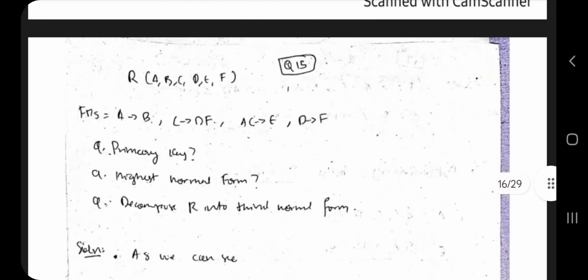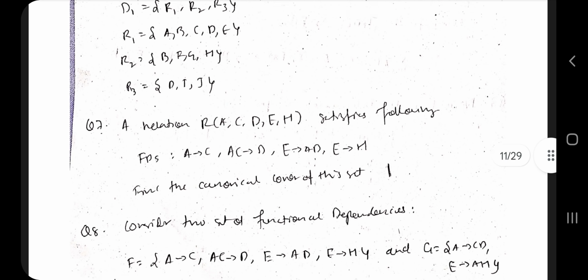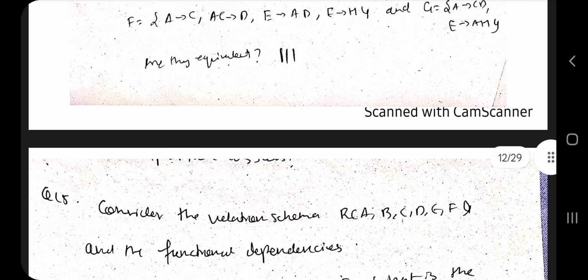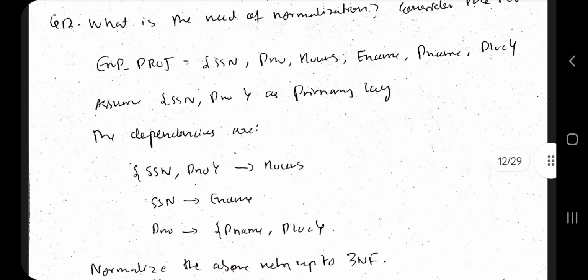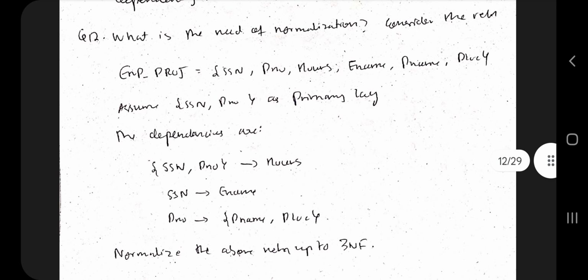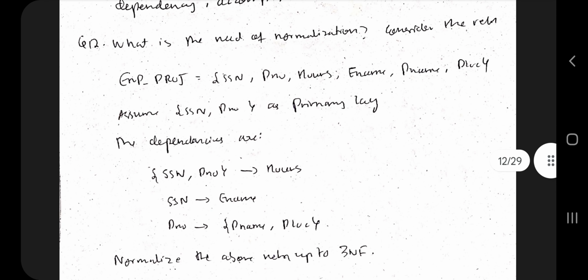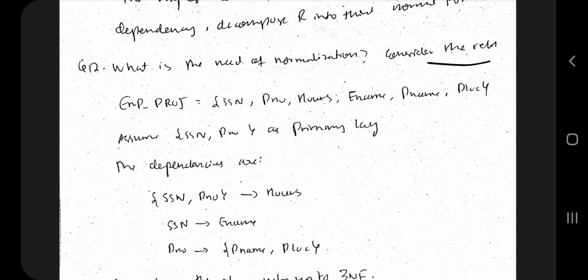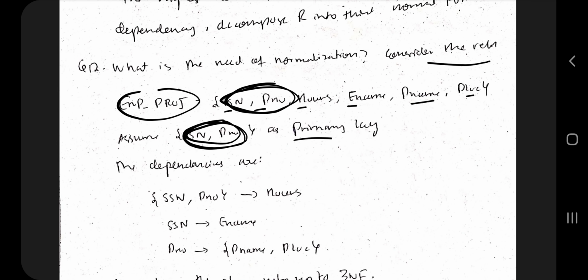Okay. So that was about the normalization question under the inference rules type, and they could directly ask you to normalize the table as well, like in the 12th question here. In the 12th question, the question is what is the need of normalization? That you can refer to the PYQ video. Consider the relation employee project. How many attributes do we have? SSN, P number, hours, ename, pname and P location. Assume these two are the primary key. SSN and P number, the combination is a primary key, and the functional dependencies are given to us.